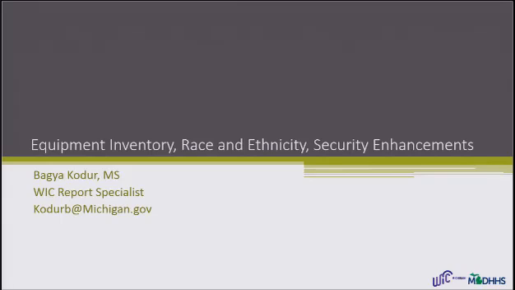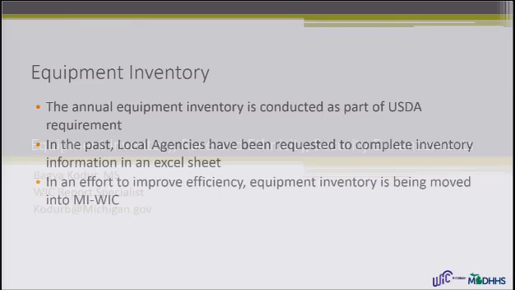For the equipment inventory, as part of the USDA requirement, the annual equipment inventory has been conducted for the past few years, and during that survey, the information has been requested on an Excel sheet from the local agencies. In order to make the process seamless and efficient, it is being moved into MyWIC.